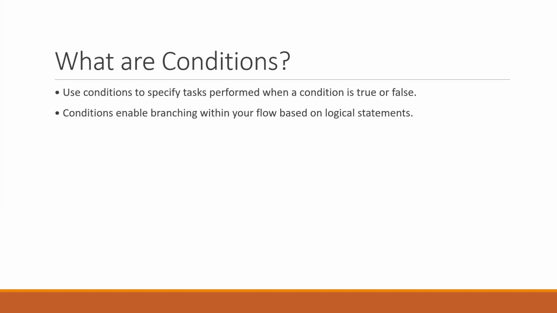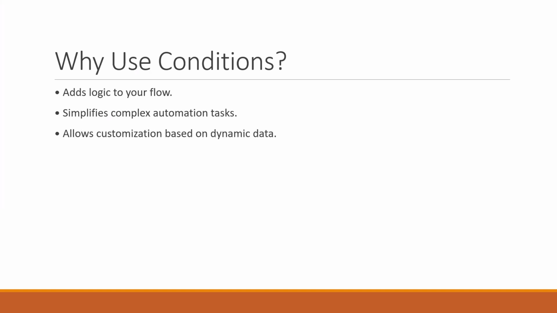What exactly are conditions? Think of them as the decision maker of your flow. They check whether something is true or false, then branch the flow accordingly. Use a condition to specify that a flow performs one or more tasks only if a condition is met. Yes or no, true or false. It's that simple. Now, why use conditions?